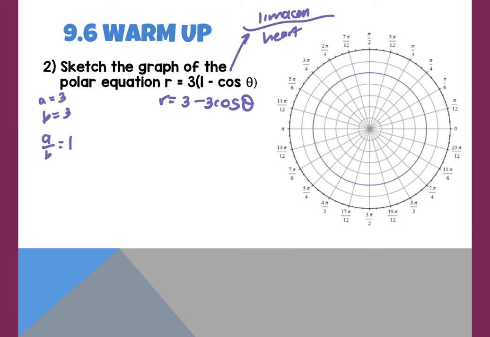And what kind of symmetry does it have? Polar axis. This one's symmetric to the polar axis because it's cosine. So I'm going to find the points at the top. Remember that the limaçons are the ones you plug in the most points. So I'm going to plug in 5 points.